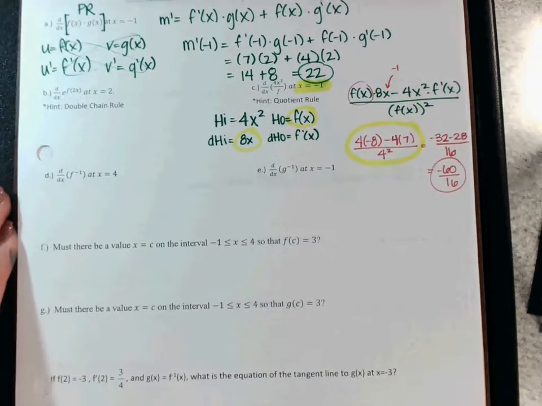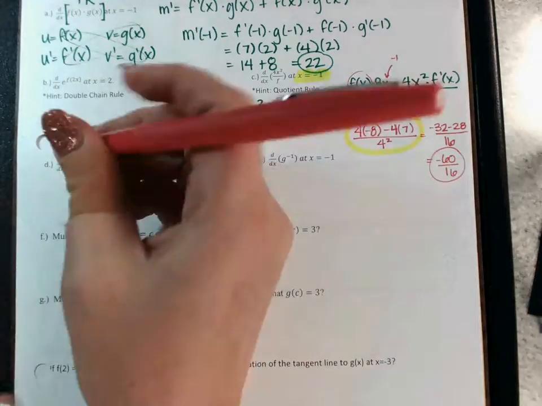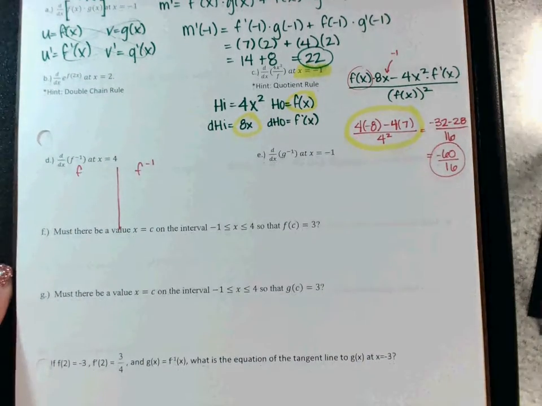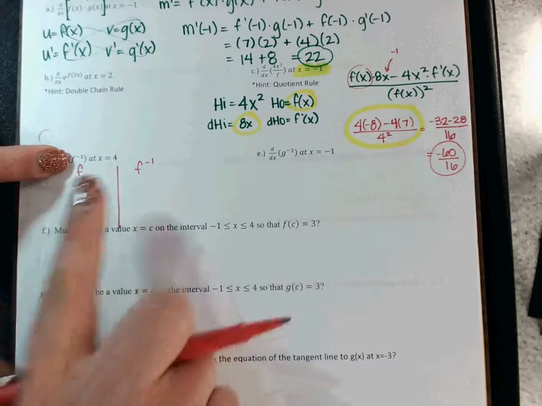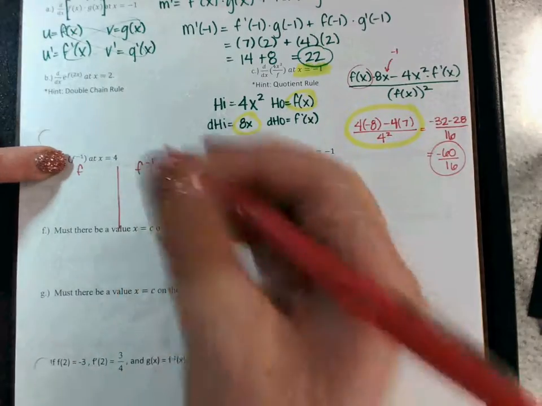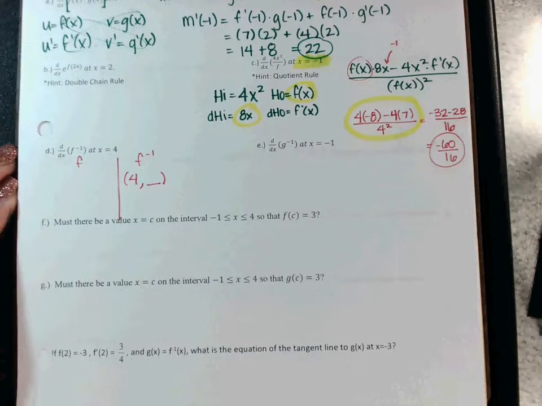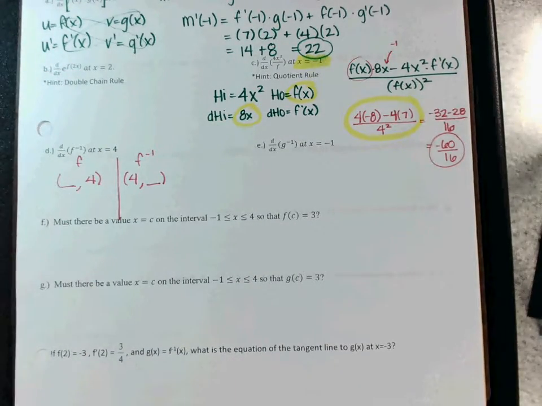Okay, let's do maybe one more with an inverse. Let's do letter D. I want the derivative of f inverse. So I'm going to put f on this side and f inverse on this side. Now, for f inverse, what is the x value? 4. So it's 4 comma something. What would the ordered pair be then for the original function? Something comma 4. And then I would look in my table for where 4 is an f value to find the x that goes with that.